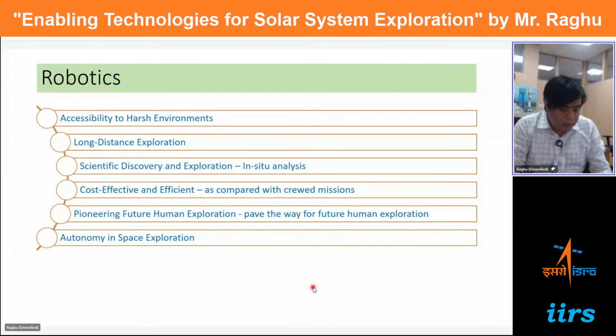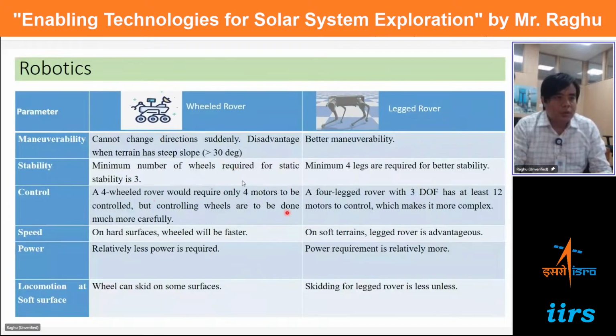We can control from here, that is teleoperations. And they can also do a lot of in-situ analysis, because actually they are precursors to human missions. Okay, so when you come to robotics, there are two kinds of robots. One is wheel rover, and another is leg rover. So they have different pros and cons.